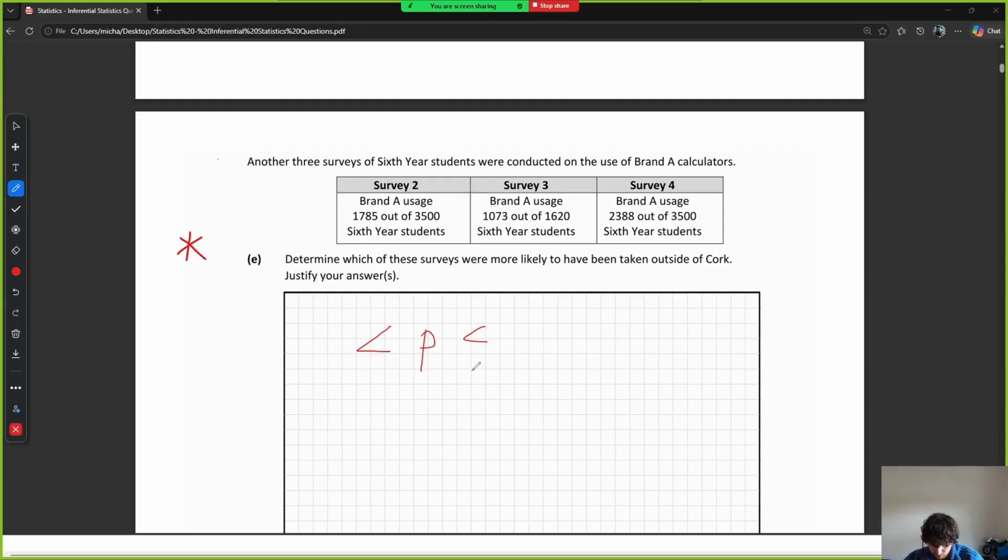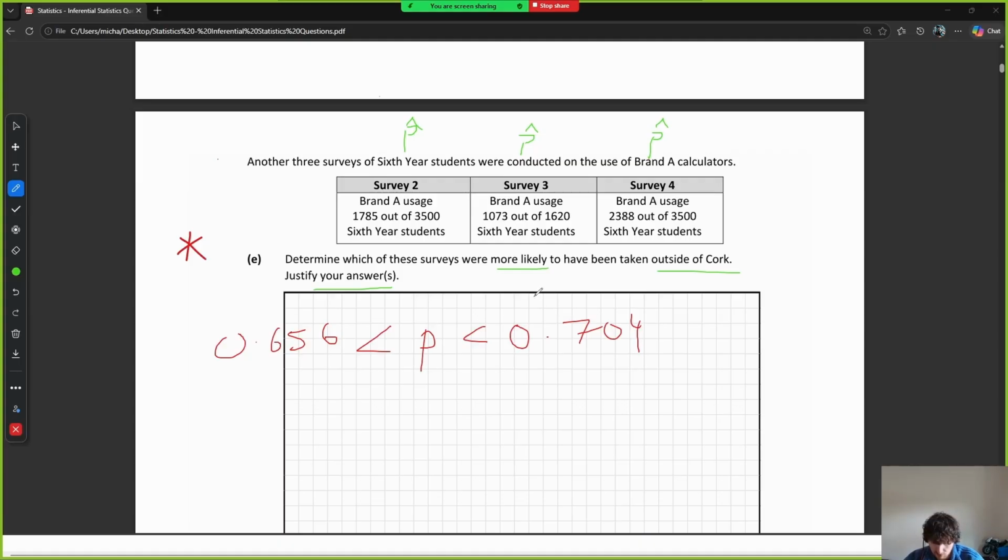986 over 1450. Yep, so it was between 0.704 and greater than 0.656, as you remember. Now all you do here, this is pretty straightforward, is you just work out a p hat for each of these surveys, and whichever one is not in our interval here, it's the one that's most likely to have not occurred in Cork, if that makes sense to people.